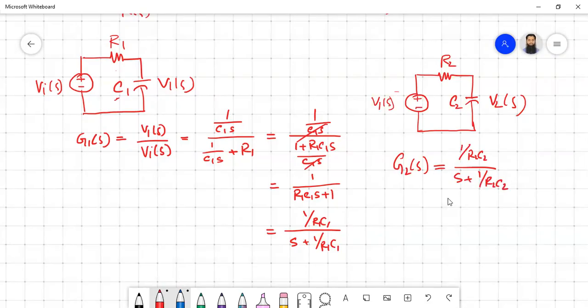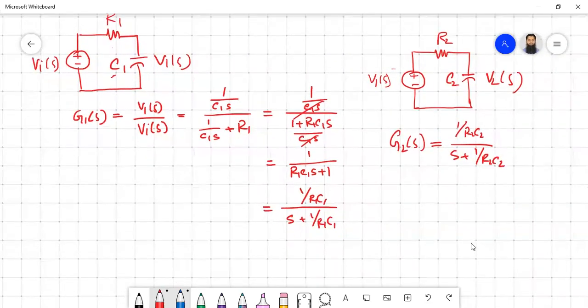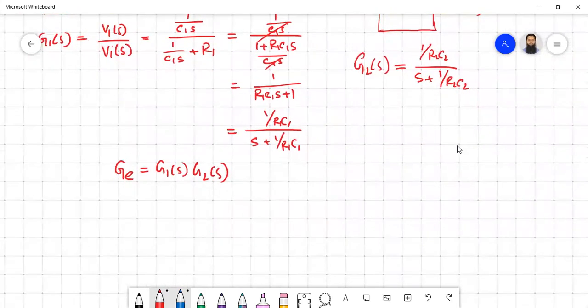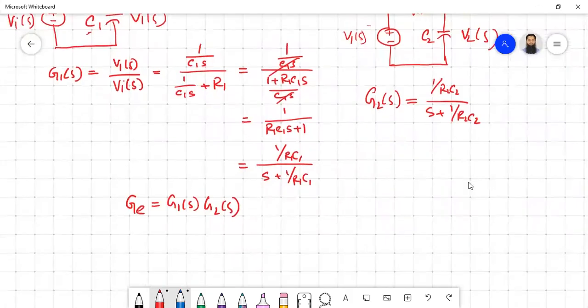Now, if one subsystem is not loading the other subsystem, what does it mean? It means that if you just multiply these, it should give you the equivalent transfer function G1(s) G2(s), even if you connect or do not connect the branches together. Okay, so separately, these are the two transfer functions.